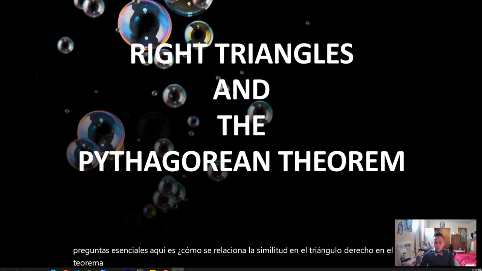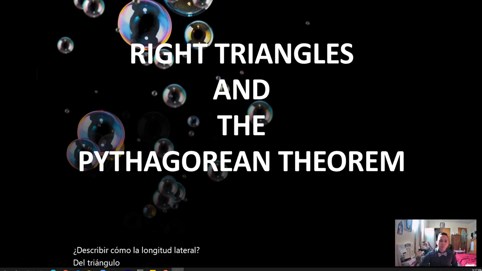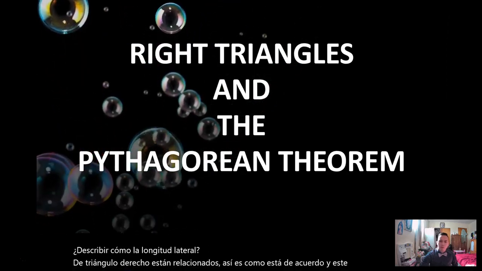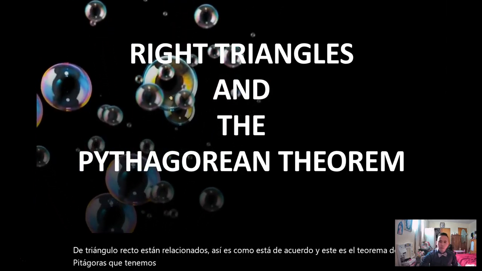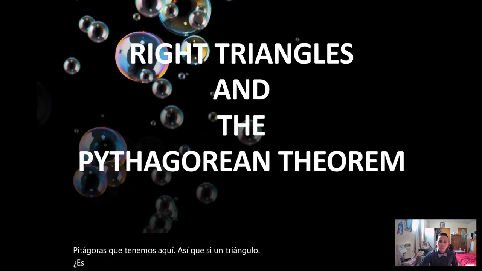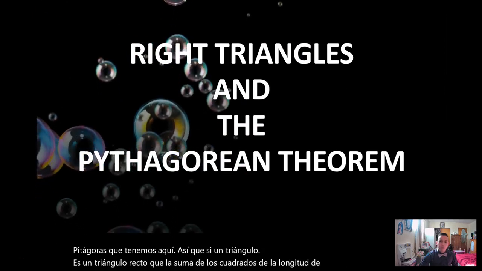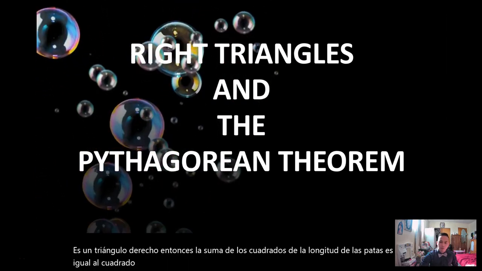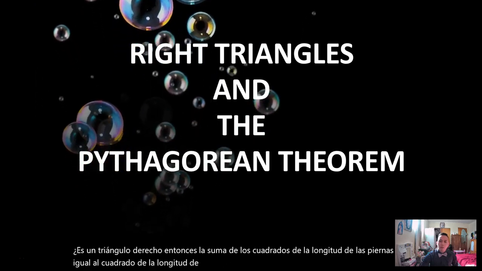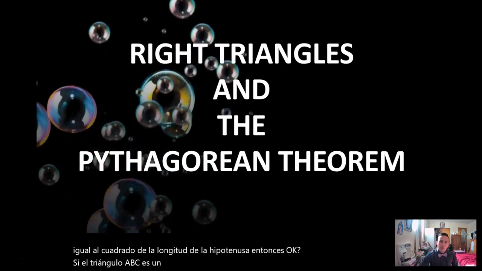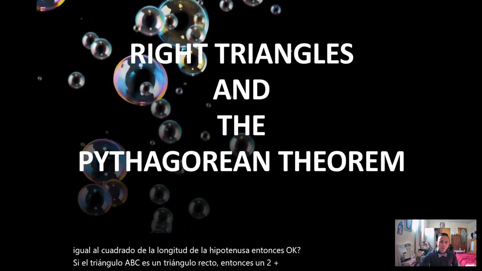Remember that the Pythagorean theorem and its converse describe how the side lengths of a right triangle are related. This is the Pythagorean theorem that we have here. If a triangle is a right triangle, then the sum of the squares of the lengths of the legs is equal to the square of the length of the hypotenuse. If triangle ABC is a right triangle, then a squared plus b squared is equal to c squared.